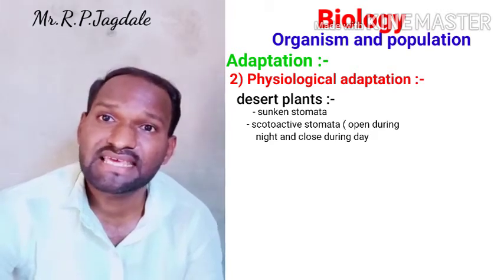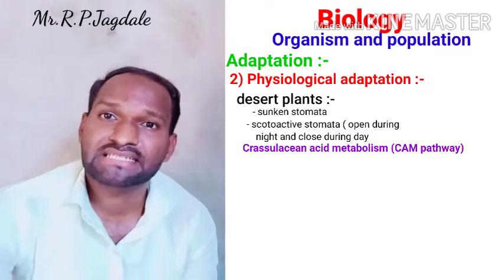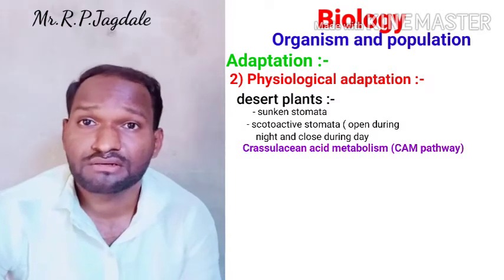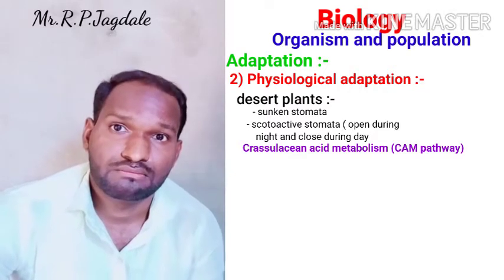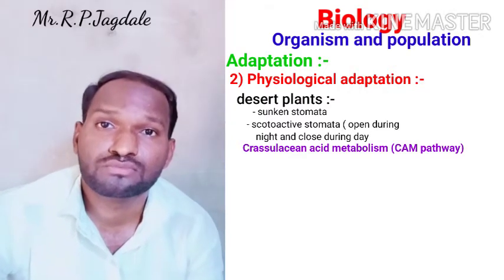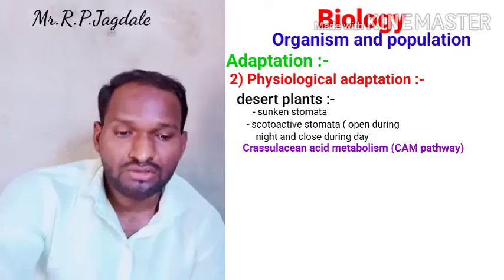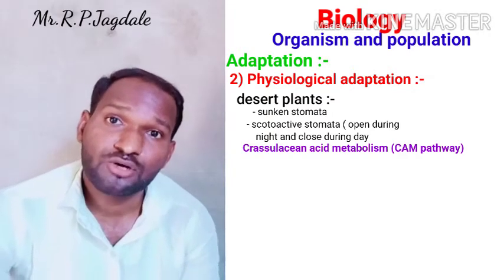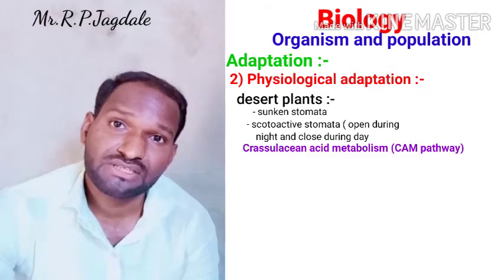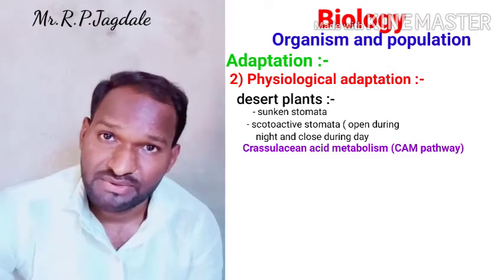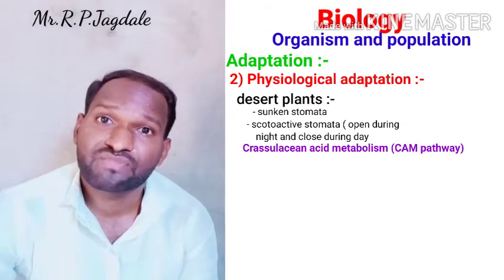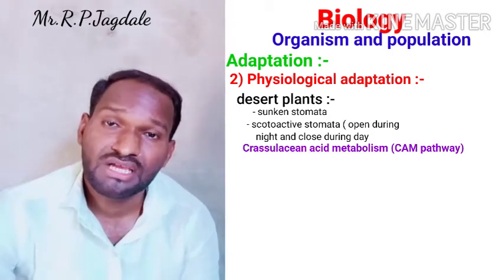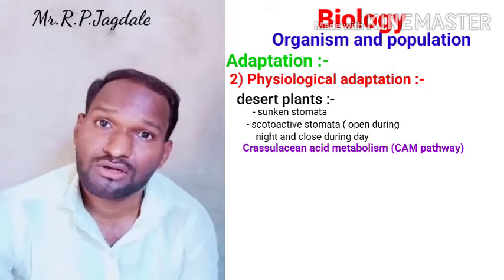The second one is the CAM pathway, that is crassulacean acid metabolism. In that case, the stomata are very different. They are closed at the daytime, and open at the night time. That is a different type of stomata. So in case of a desert plant, during the daytime if transpiration takes place, a lot of water is transpired. But as the stomata are open at the night time, there is no light, so the transpiration rate is very low. That is nothing but the physiological adaptation. That means the process or the pathway is changed.